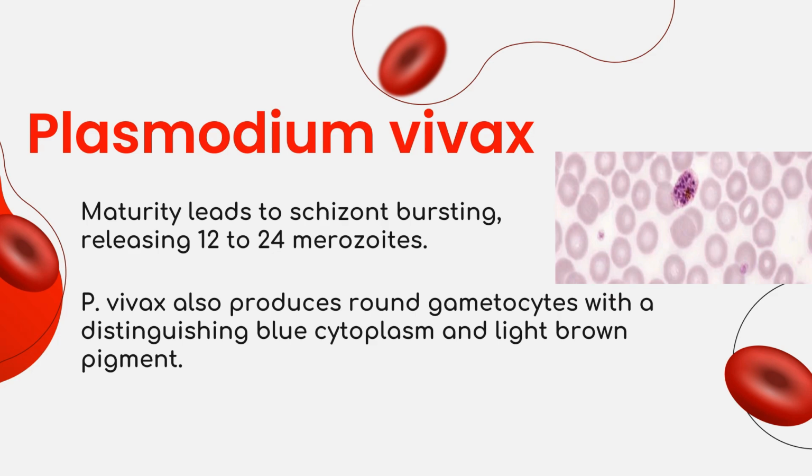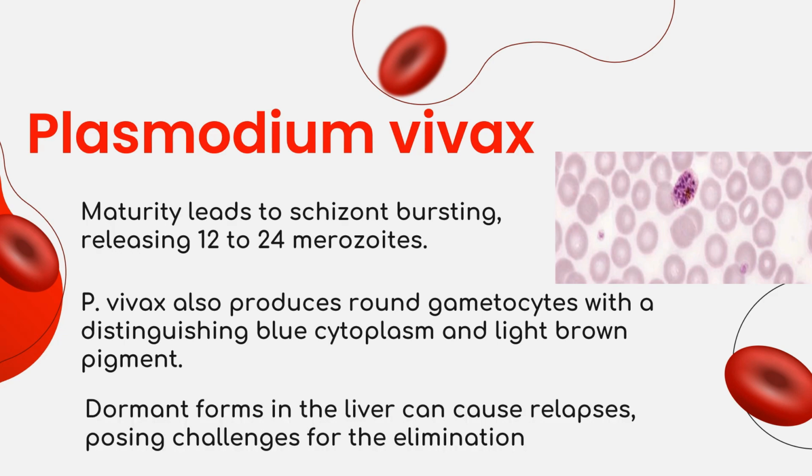Now, here's where things get even more intriguing. Plasmodium vivax is notoriously difficult to eradicate because it has a hidden ace up its sleeve. It forms hypnozoite forms, lying dormant in the liver. These dormant forms can awaken and cause relapses, making complete elimination a formidable challenge.